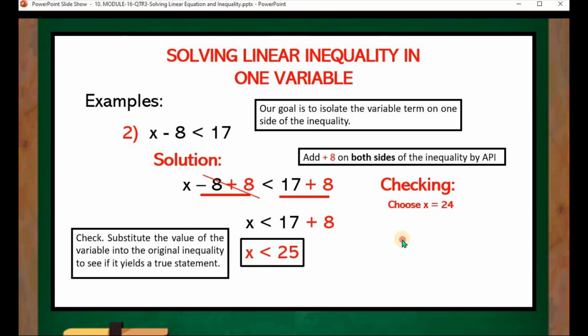So, that will become 24 minus 8 is less than 17. What is 24 minus 8? That is equal to 16. Ang tanong, si 16 ba ay less than kay 17? Yes. So, therefore, that is true.